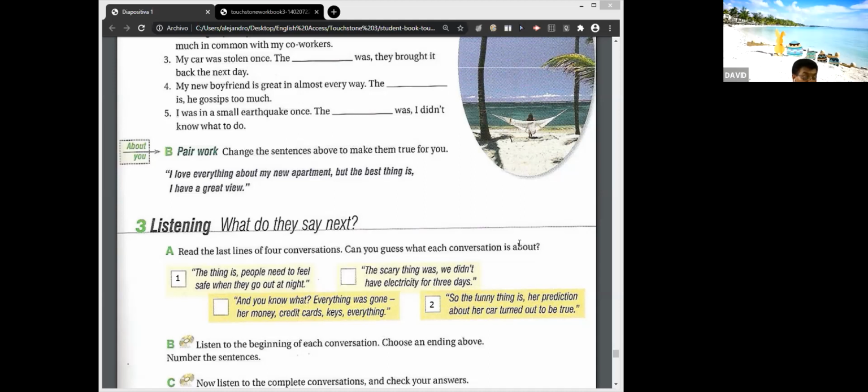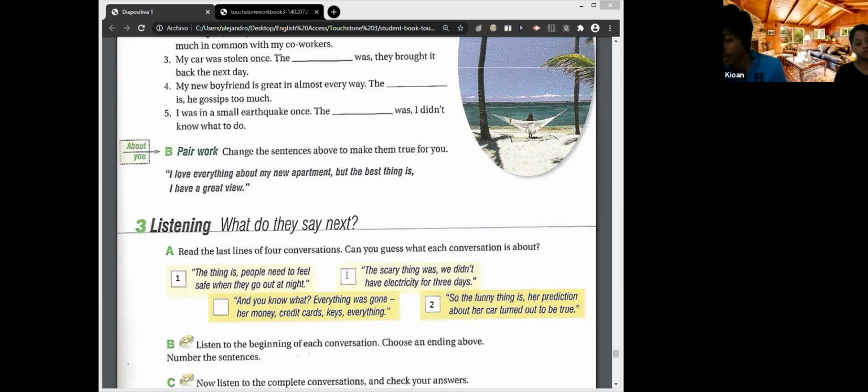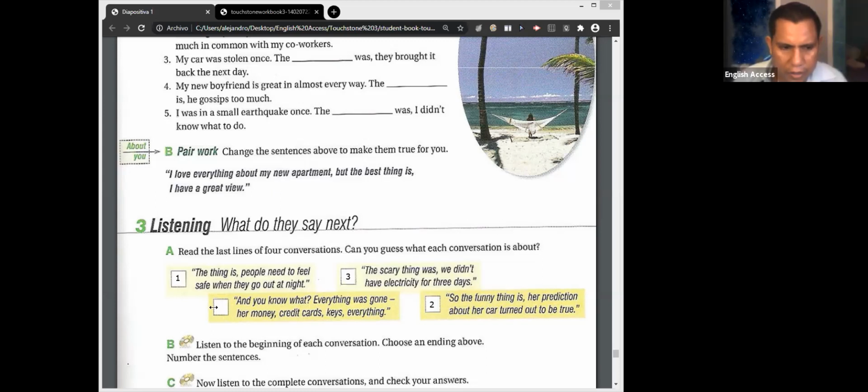First listening. And you know what? Everything was gone. Her money, credit card, keys, everything. Okay, let's write here some answers. 1, 2. What about number 3? I think the scary thing was we didn't have electricity for 3 days. Okay. And number 4, this, right? Okay.